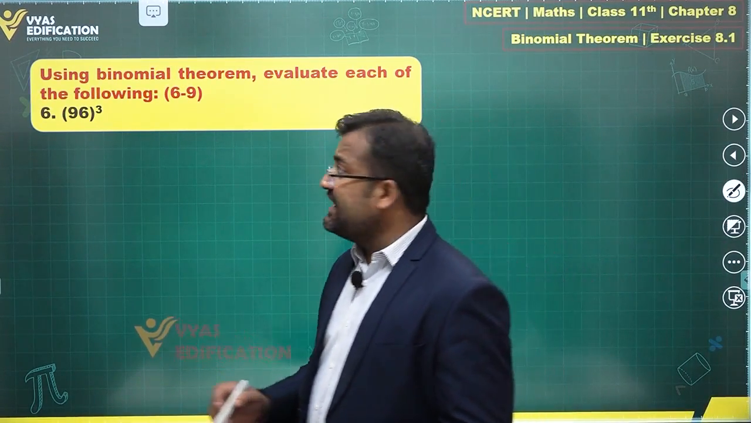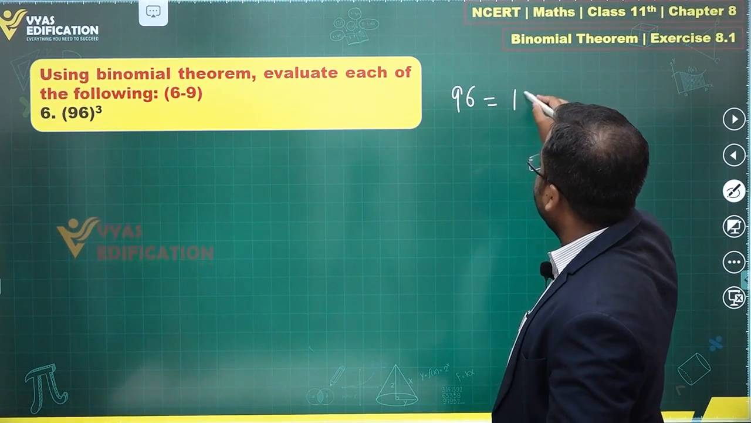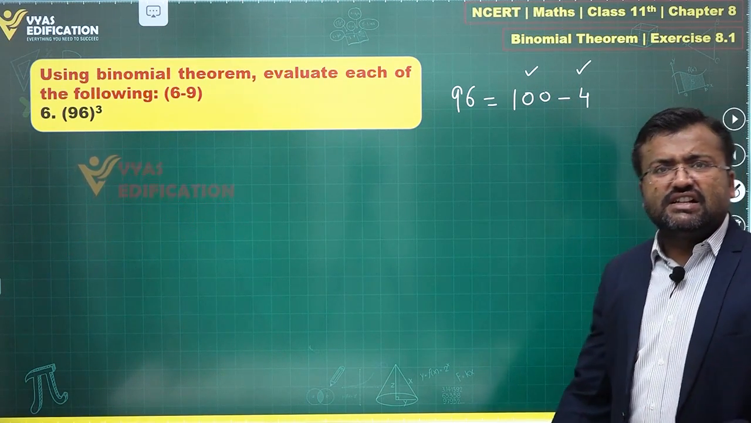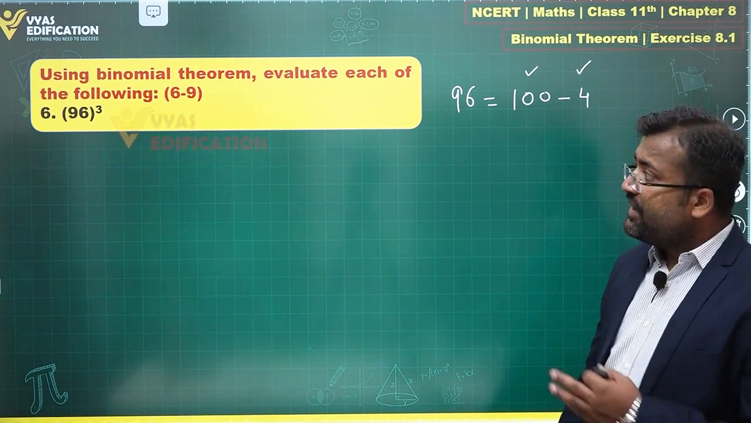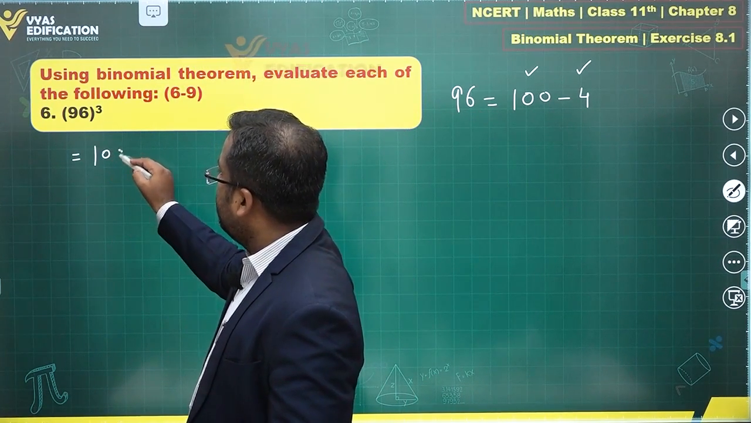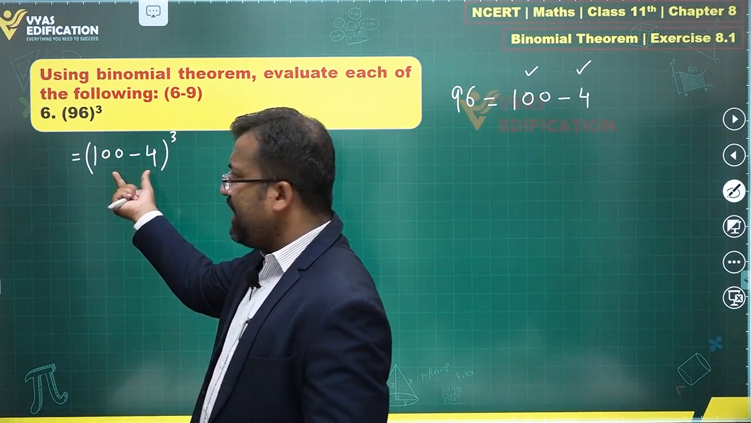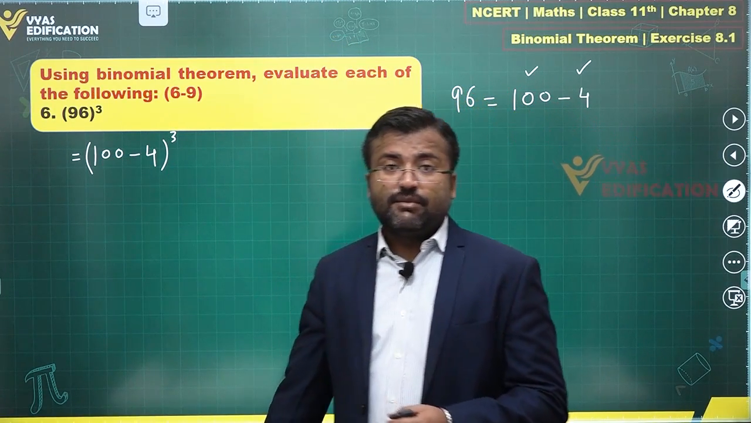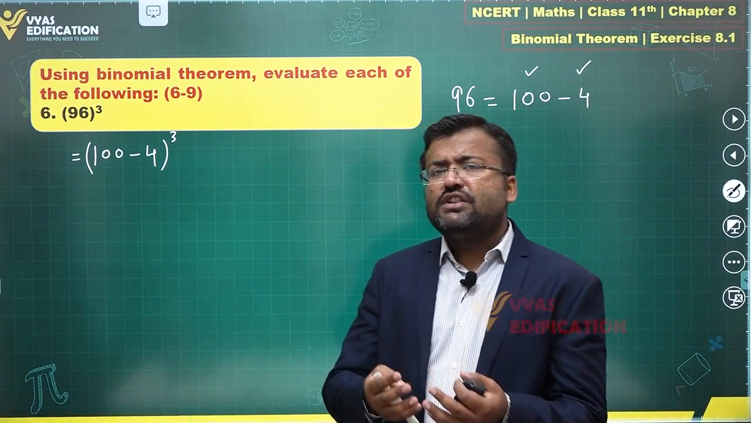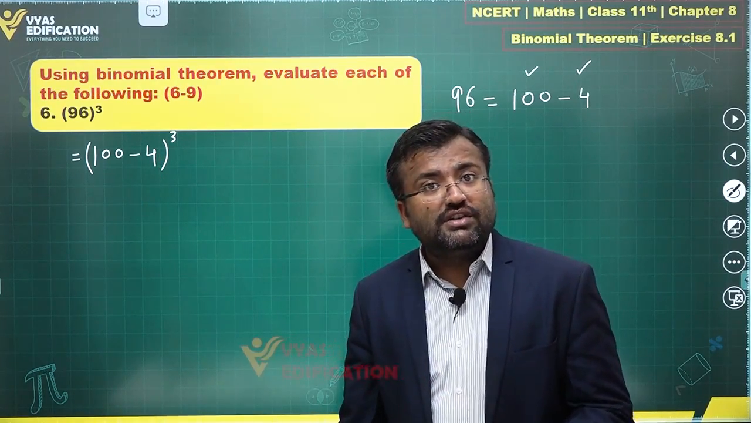We can write 96 as 100 minus 4. Now powers of this and powers of this are something which we can handle very easily, right? So let's write 96 power 3 as 100 minus 4 power 3. And now this is a binomial, right? This is a binomial. Power 3 will expand using binomial theorem, or obviously this is simply a minus b power 3.